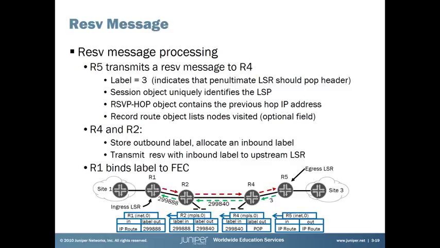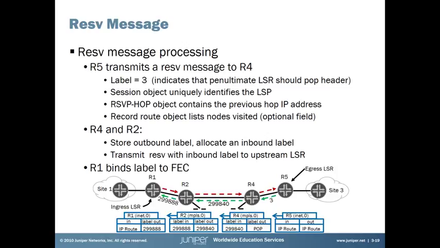So reservation message processing, R5 transmits a reservation message to R4. What's happened is the path message has gone from R1 down to R5, and now R5 is going to signal back the reservation message coming back up. So R5 will transmit the message to R4. The label is 3, which indicates that the penultimate LSR should pop the header. So what R5 is doing is saying you're going to have a label value of 3 which is going to be sent to you. That's what it's informing R4.